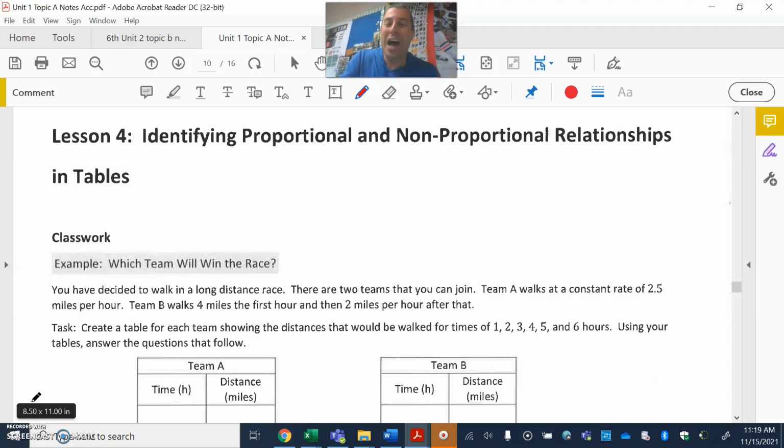Hey, people, lesson 4. We combined lesson 4 and lesson 5 together here, so don't get nervous that we drift into lesson 5, because there's really not a lot of extra stuff going on in lesson 4. Lesson 4: identifying proportional and non-proportional relationships in tables.